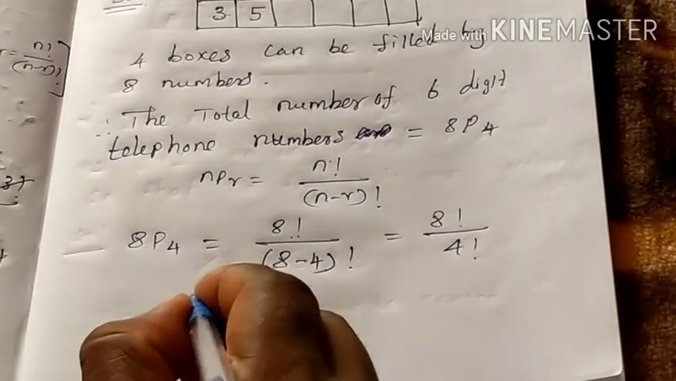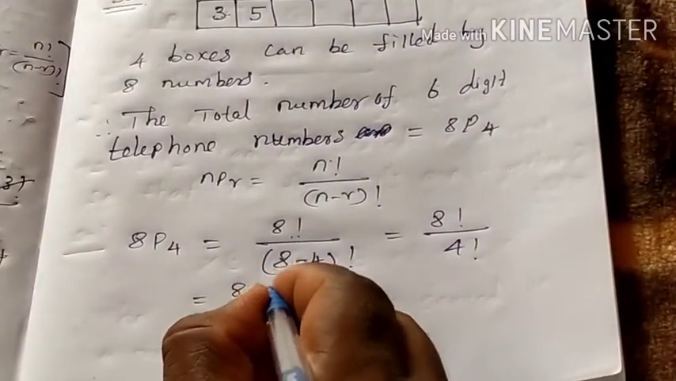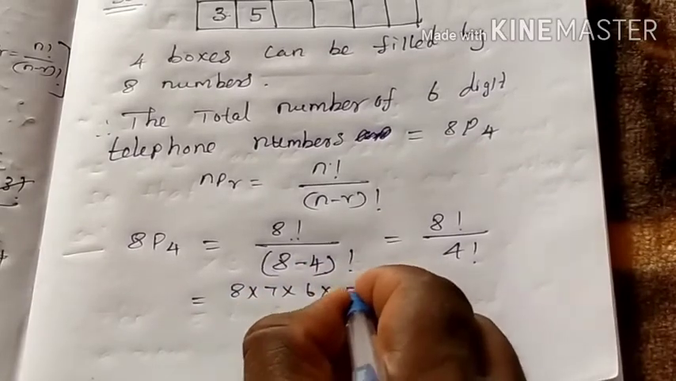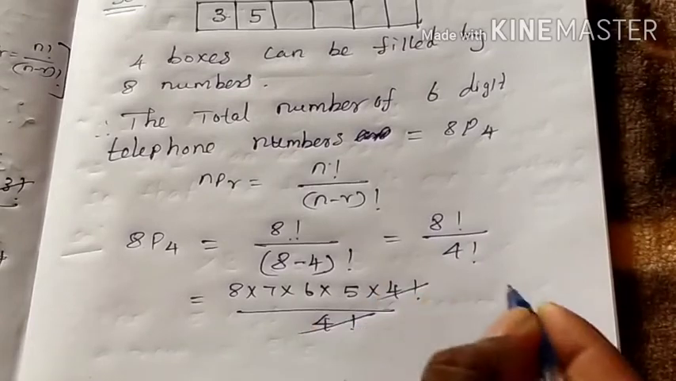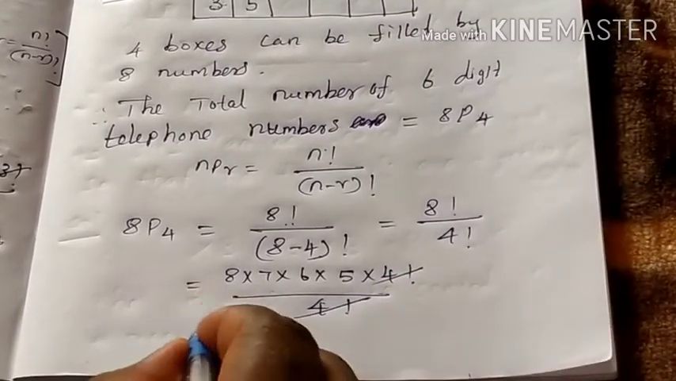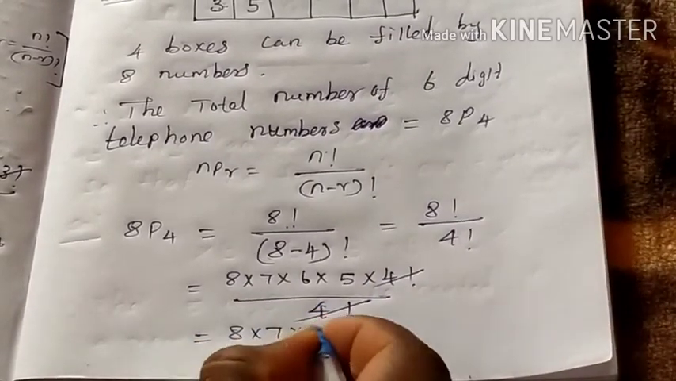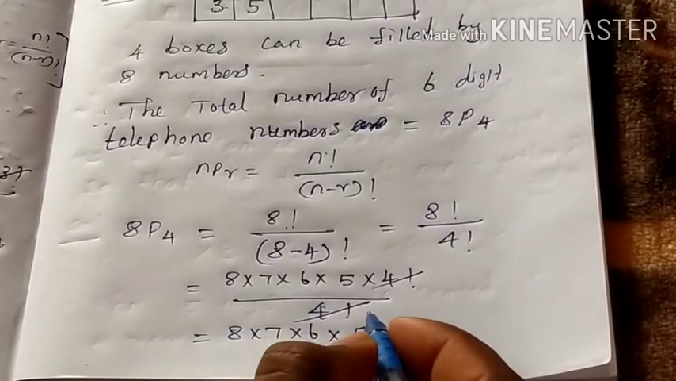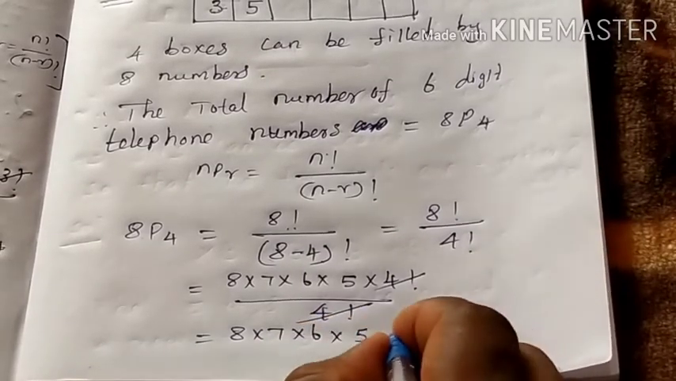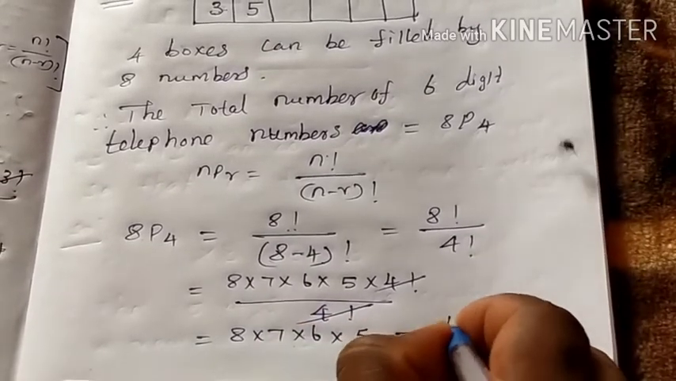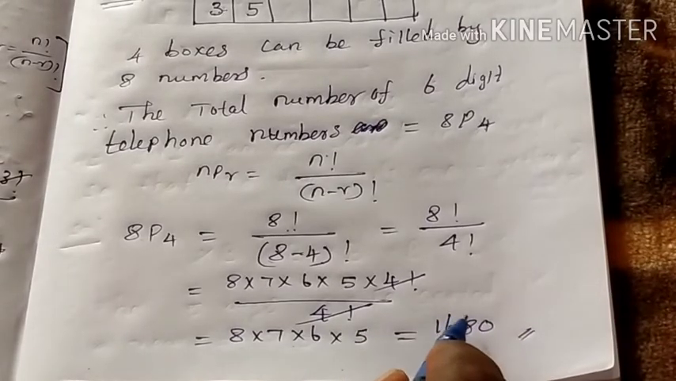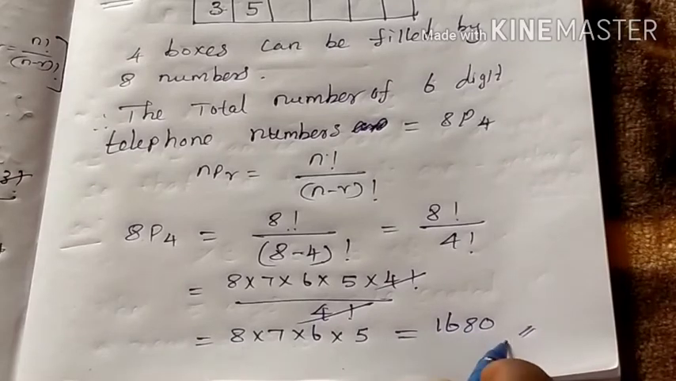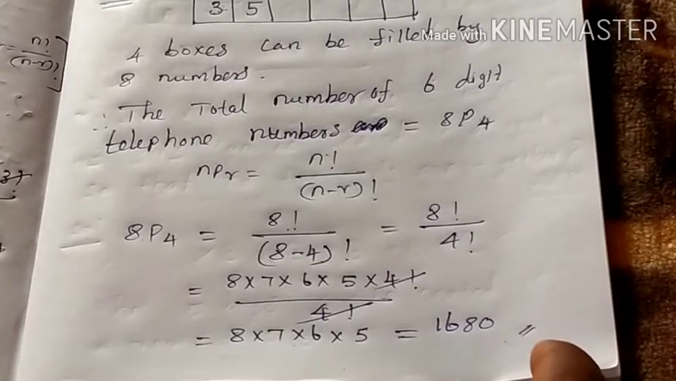Okay, so 8 factorial can be written as 8 into 7 into 6 into 5 into 4 factorial, divided by 4 factorial. The 4 factorial cancel. Remaining we get 8 into 7 into 6 into 5. The product of this value is equal to 1680. That's all. This is the total number of 6-digit telephone numbers. Have you understood? Okay.